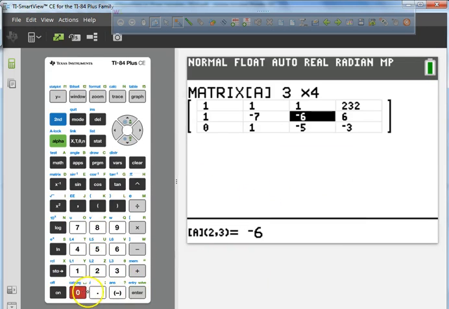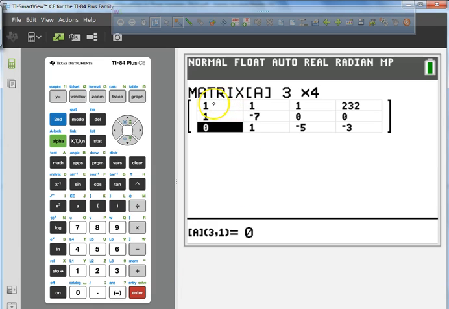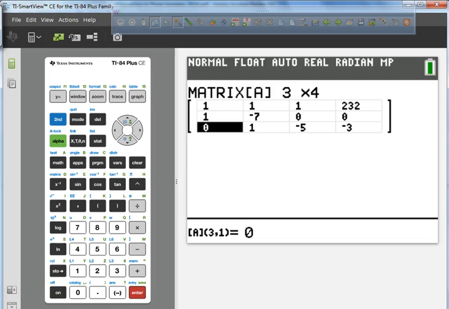-7, 0, 0. Now, some of you might be thinking, does it really matter which row I put? No, technically, I could have put this one in the bottom row, and it would have been just fine.